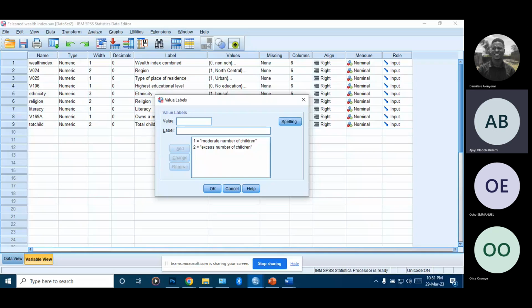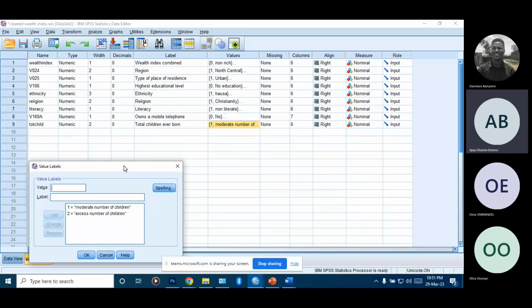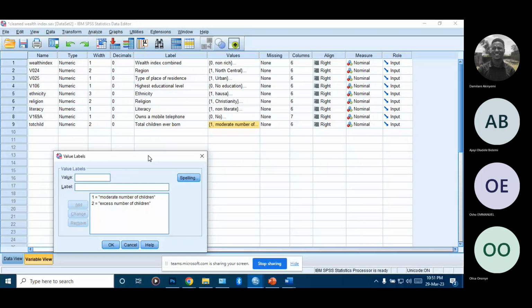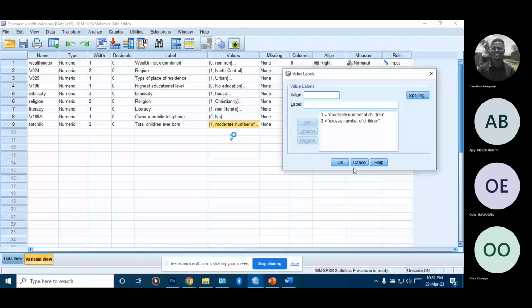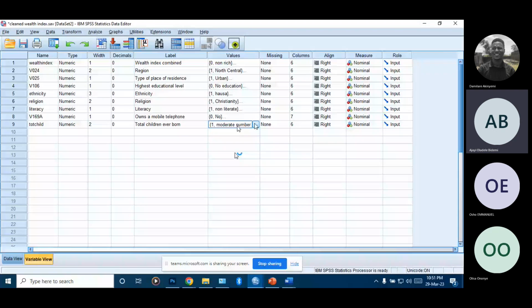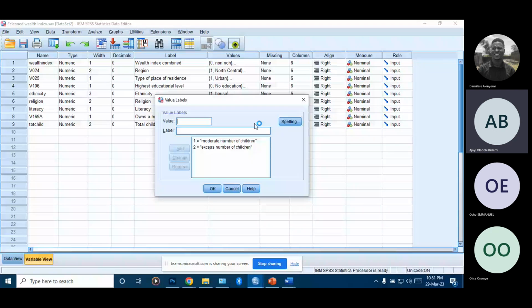So, for example, this total number of children, you can have like 4, 5, 6 children. By the time, I can decide to group it into moderate number of children and excess number of children, in the sense that anyone that has just 1 to 2 children, I will group them under moderate number of children. If you have more than 2 children, 3, 4, 5, 7, 10, I will group you under excess number of children. I already have my variable grouped under binary response.